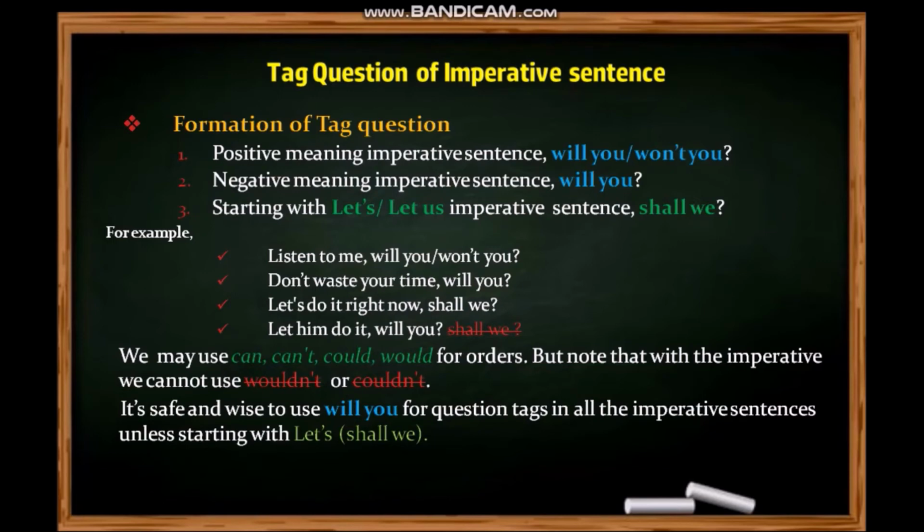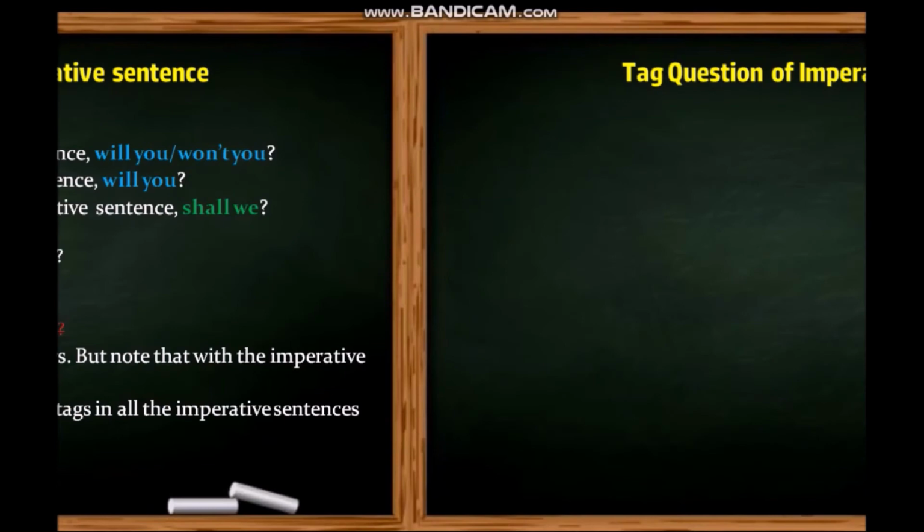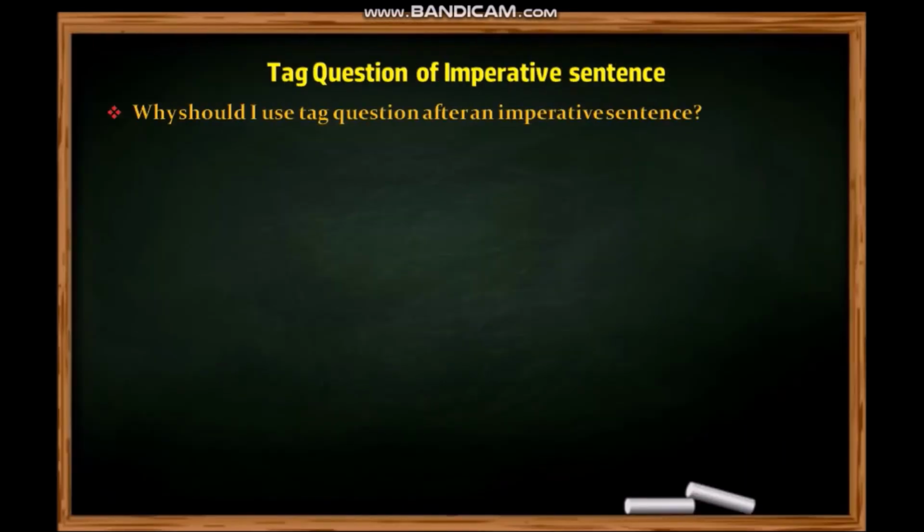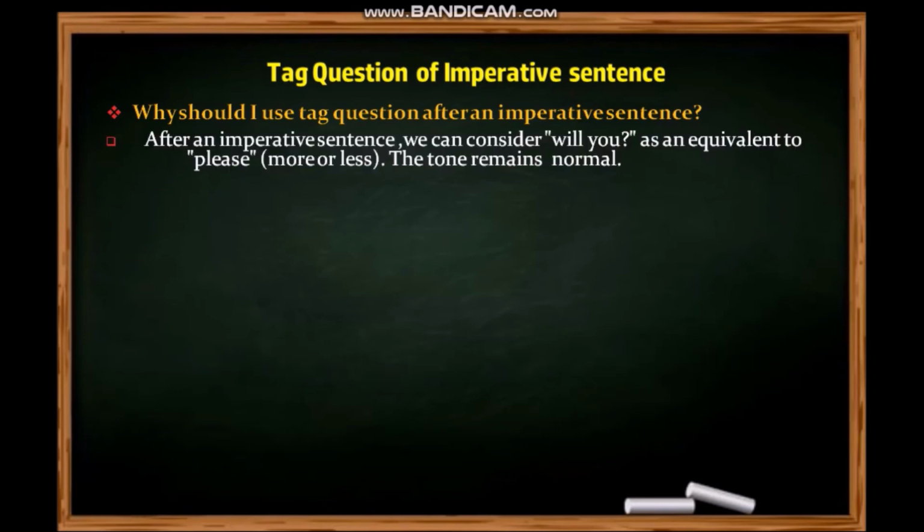Now you might question, why should I use a tag question after an imperative sentence? That would be a very good question, as an imperative sentence itself means an order, command, request, etc. So what on earth does the added tag question actually mean here? The answer is, after an imperative sentence, we can consider will you as equivalent to please, and the tone remains normal. For example, close the door, will you? It sounds like, close the door please.